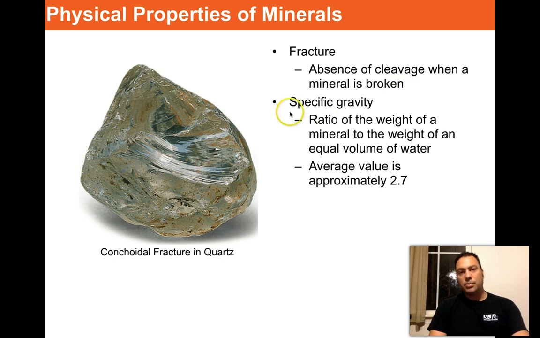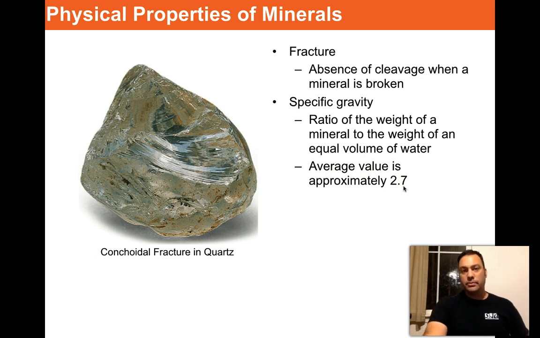Another thing that is important is specific gravity, which is the ratio of the weight of a mineral to the weight of an equal volume of water. It's a comparison, right? So usually water gets a value of 1. So average value for quartz, for example, is 2.7, which means that quartz is 2.7 times heavier than water. That's all it means.